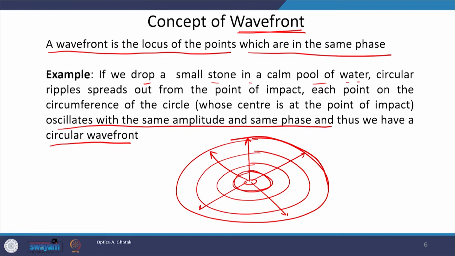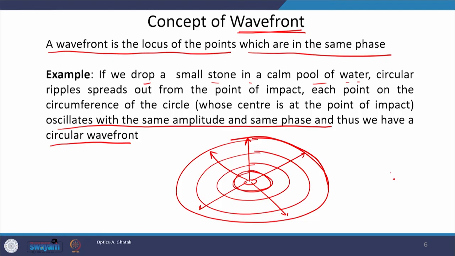Let us repeat the definition of wavefront. A wavefront is the locus of points which are in the same phase, and we see that in the case of water, as soon as we drop a pebble, circular ripples are generated. These ripples propagate radially outward, and on a particular circle all the points oscillate with the same amplitude and phase, and therefore this wavefront is a circular wavefront, and it satisfies the criteria of the wavefront. This is one of the examples, but all the wavefronts are not circular.